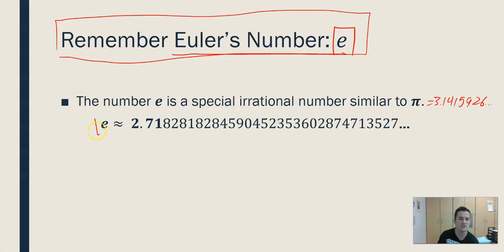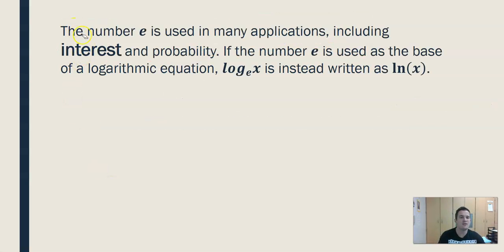It's called Euler's number because this mathematician named Euler first discovered it and started to use it. I introduced this before, and we're going to talk about it more in this lesson today. Remember that the number e is used in lots of applications, including interest. Notice on our objectives for the day I talked about compound interest formulas, so we're going to be using this number today. But it's used in interest, in probability.